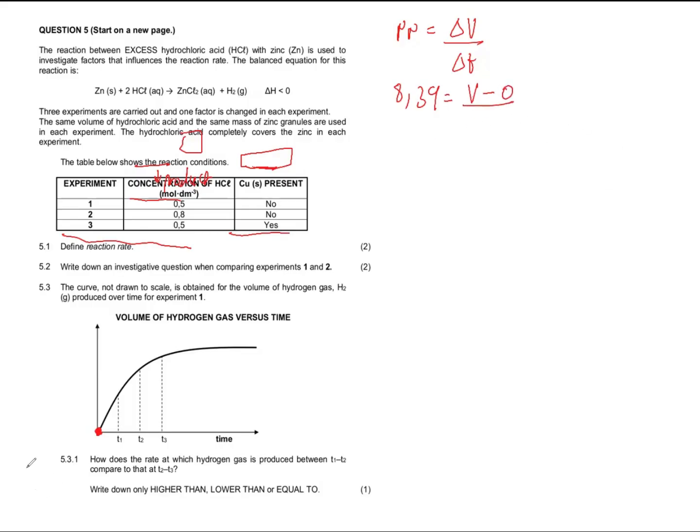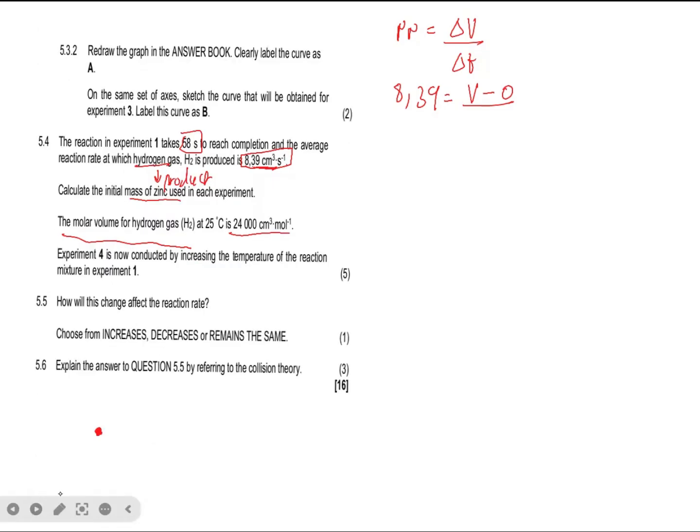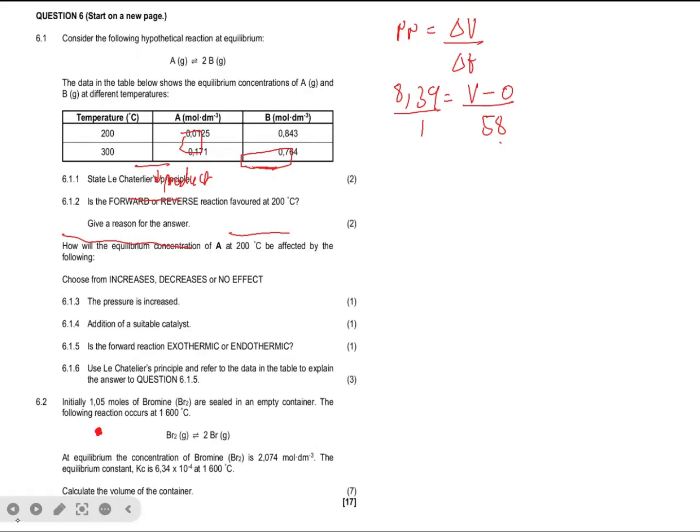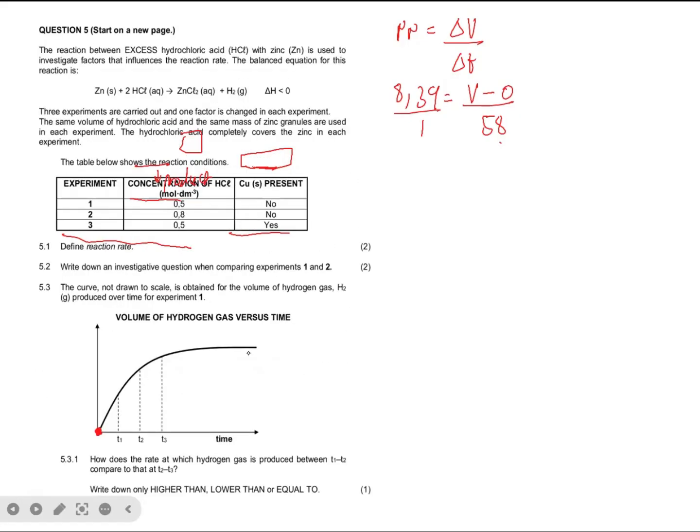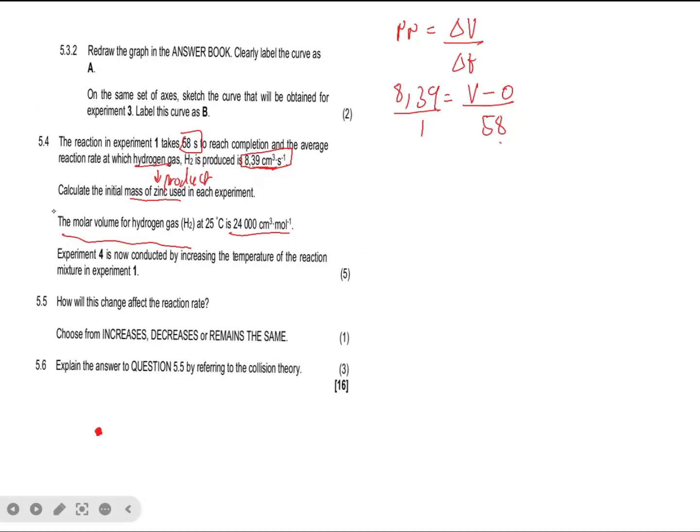And then our delta time: how many seconds did they say this takes? It's 58, so we put 58 here. Then we cross multiply to find the volume that has been produced, which we were not given on the graph because there are no values. So we have to calculate the maximum amount of hydrogen gas collected or produced at the completion of the reaction. So our volume, when we cross multiply this, becomes what?